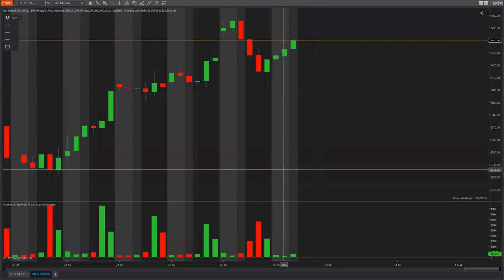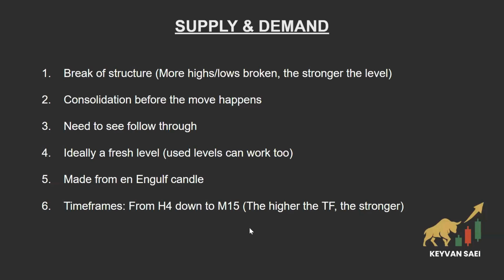There are a couple of key things I like to point out when you're looking for supply and demand levels. The first one is that you really need to look for some sort of break of structure on the move. What this means is if you have a potential demand zone, you need to see previous highs being broken. And obviously, the more previous highs you see broken, the stronger the level. And this goes the opposite way for supply levels.